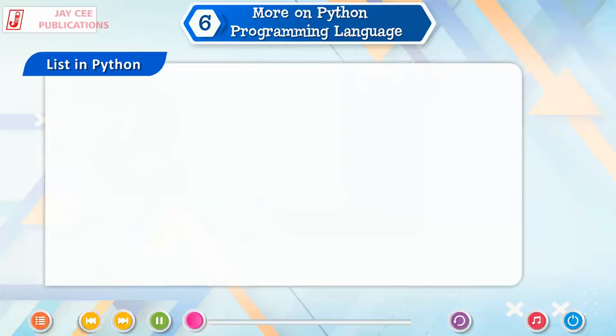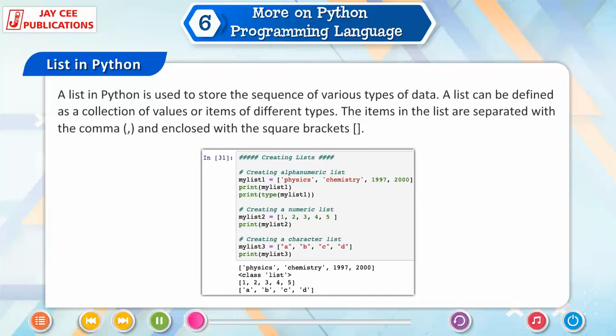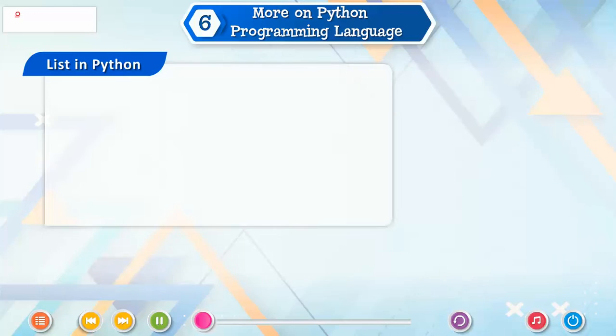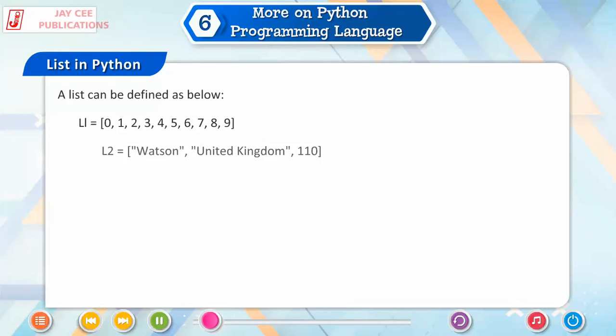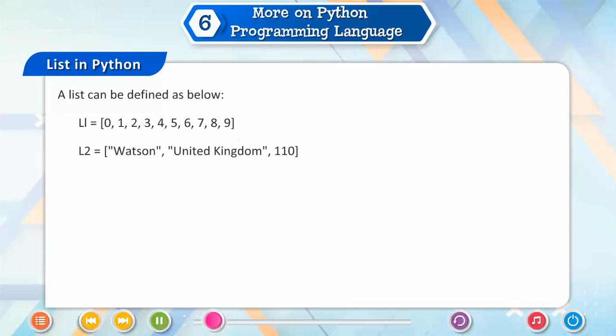List in Python. A list in Python is used to store a sequence of various types of data. A list can be defined as a collection of values or items of different types. The items in the list are separated with commas and enclosed in square brackets. A list can be defined as below. L1 = [0, 1, 2, 3, 4, 5, 6, 7, 8, 9]. L2 = ["Watson", "United Kingdom", 110].